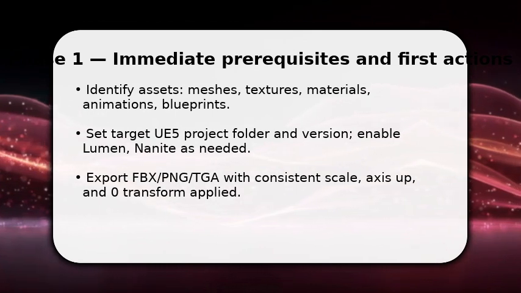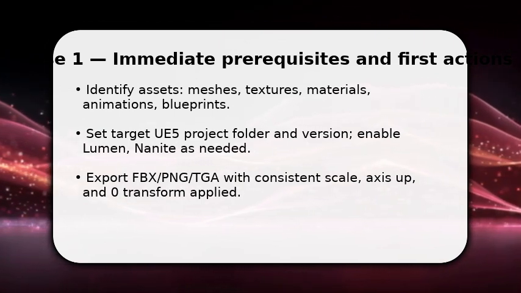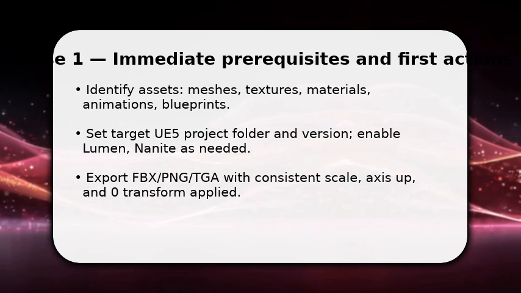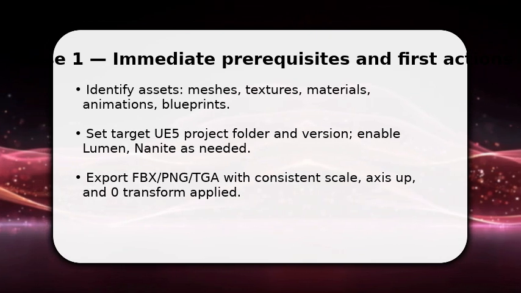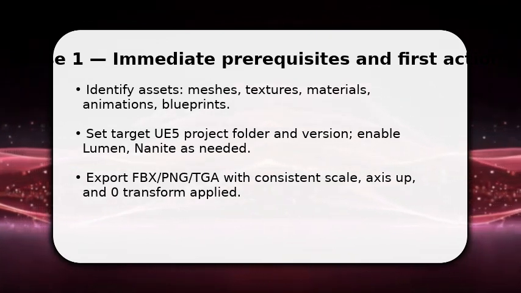Once done, verify material naming conventions and save source files next to exports. You should enable Nanite for high poly meshes and bake normal maps where necessary. This step reduces surprises later and speeds import, so don't skip consistent scale and axis orientation.